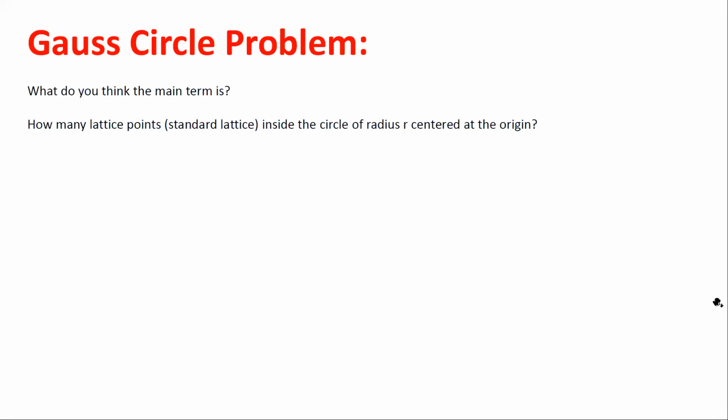But so I agree that it's order r squared, but is it 1,000 r squared? Is it 1/3 r squared? I would think it's about pi r squared. About pi r squared. Okay.